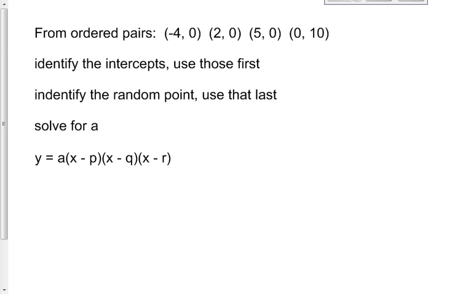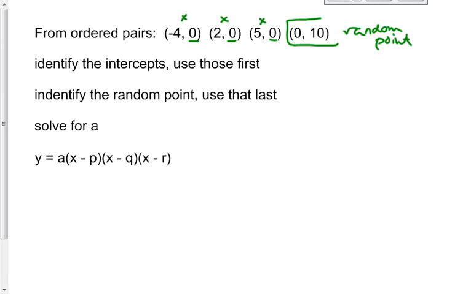Now, if we don't have a graph to look at, but they actually give us the ordered pairs, we're going to make sure we get the right ordered pairs, not mixed up with the random point. Your x-intercepts will always be the ones that have the 0 in the y position. So these 3 points up here are the x-intercepts. This number in the back will represent the random point. This may or may not be a y-intercept. It may just be any other random point someplace on the curve.